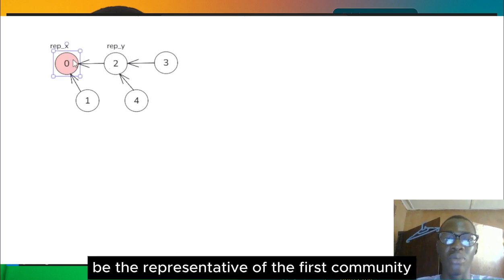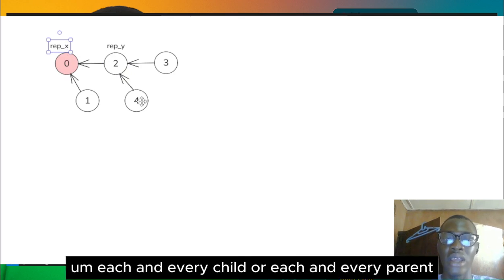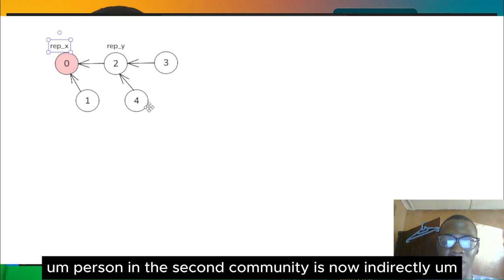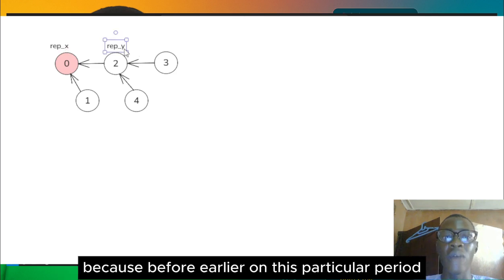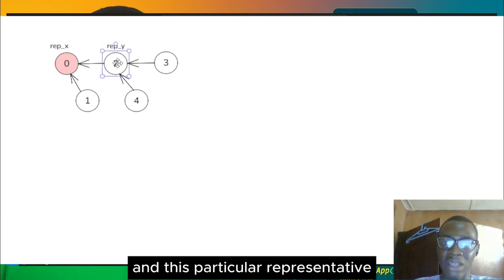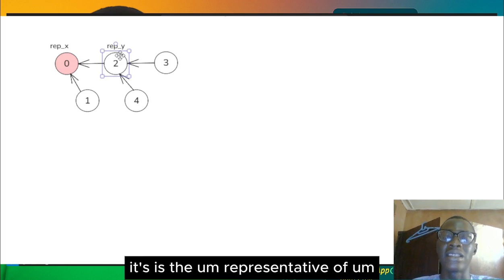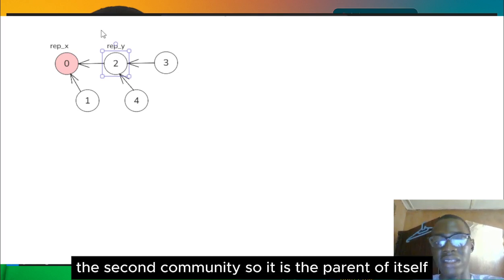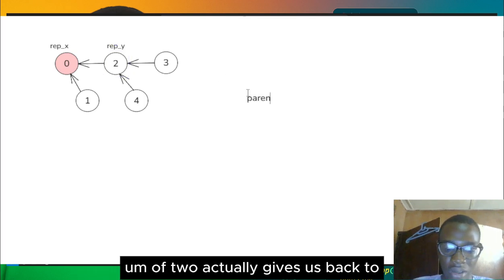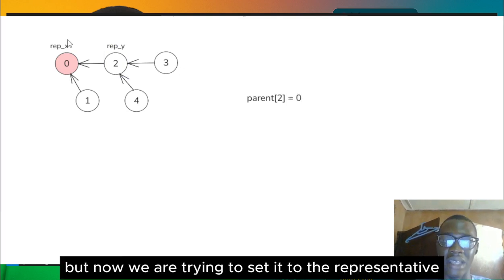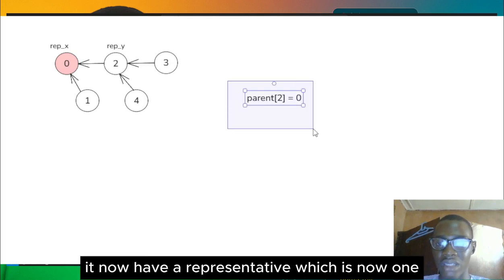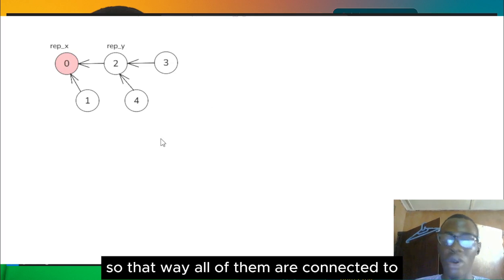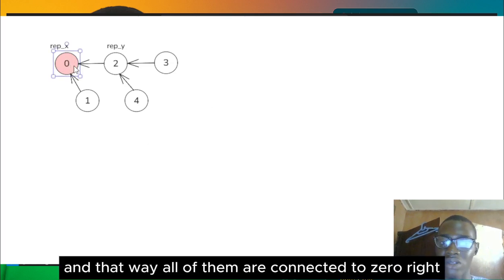We can just change the representative of the parent of the representative of the second community. You can just set it to be the representative of the first community, so that way each and every person in the second community now indirectly has their representative to be the first community. Earlier, this representative 2 of the second community was the parent of itself, meaning that parent of 2 actually gives us back 2, but now we set it so that it has a senior, a representative, and that way all of them are connected to 0, right?